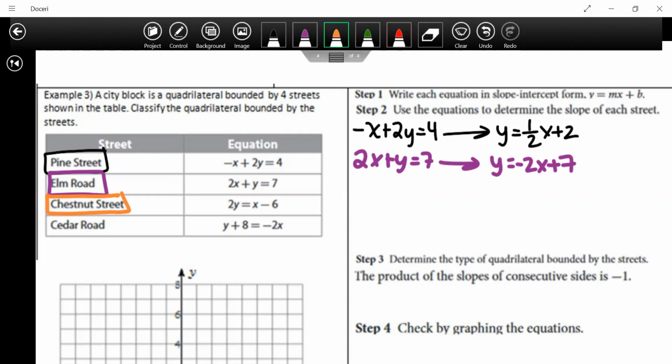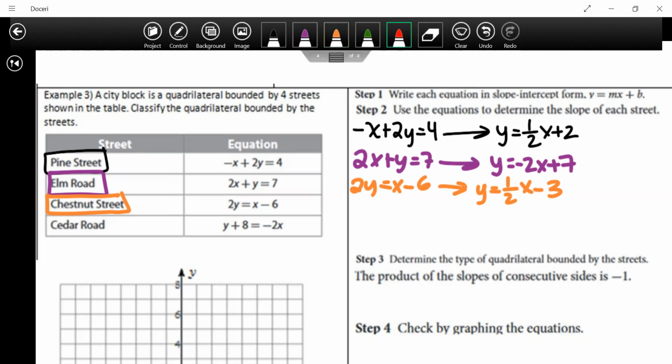Chestnut Street. That's going to be moved over. We're going to get y. I'm sorry, let's write it out: 2y is equal to x minus 6. So Chestnut Street will be converted to y is equal to 1/2 x minus 3.